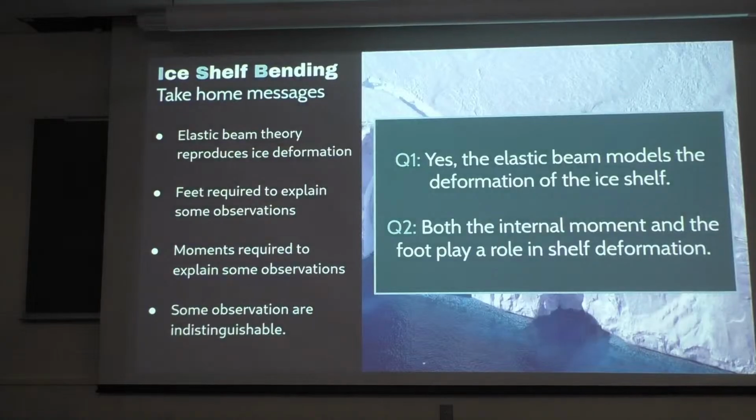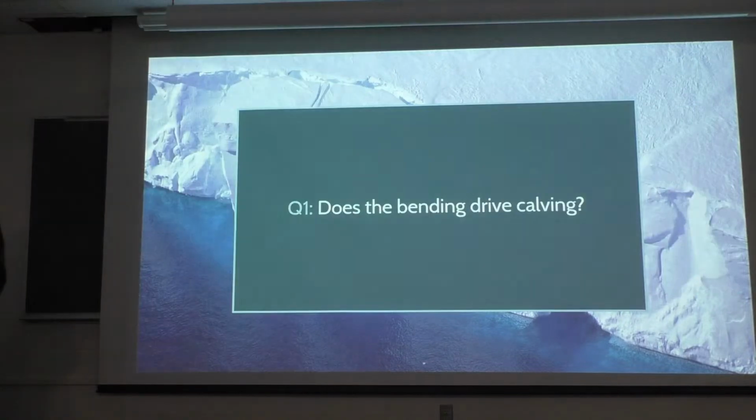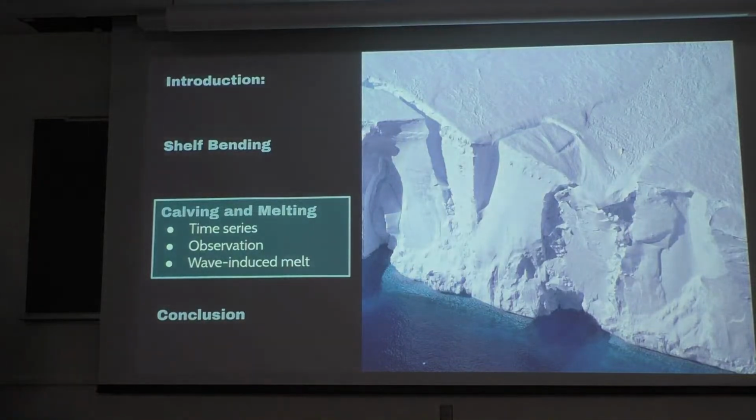And so to conclude this first part, we have seen that the elastic beam model is able to reproduce the deformation nicely, and that both the internal moments and the foot play a role in the deformation. So that's fine, but what are the implications of that? Can this deformation that we observe, this bending at the front of the shelf, lead to mass loss through calving? And this will be the main idea of the second part.